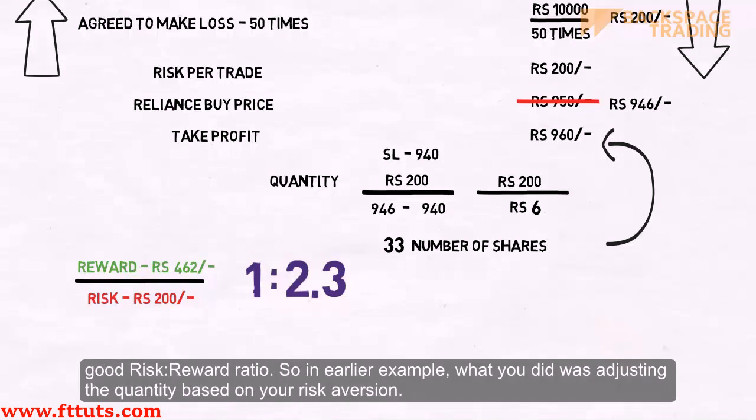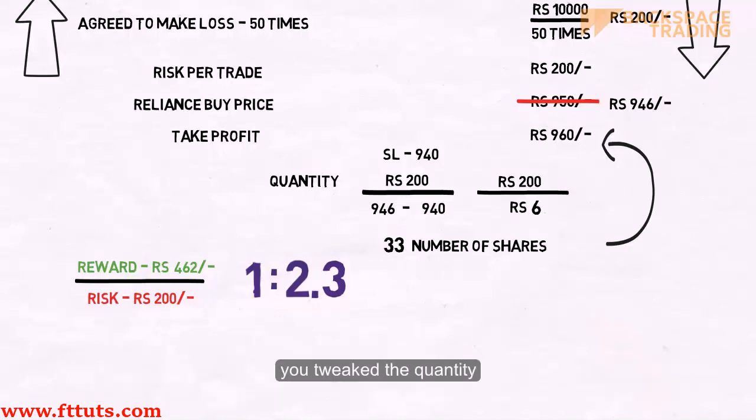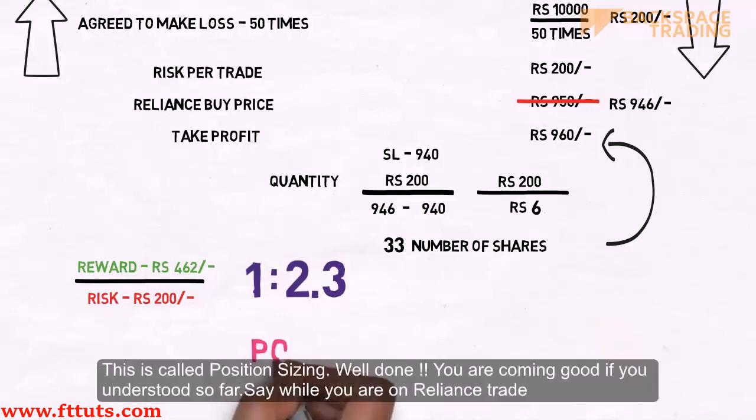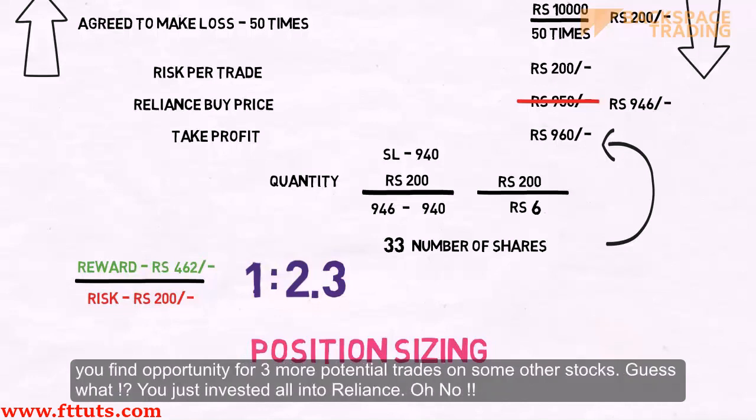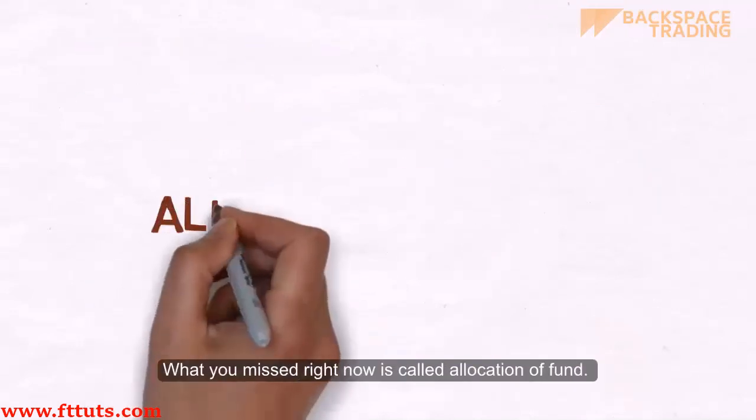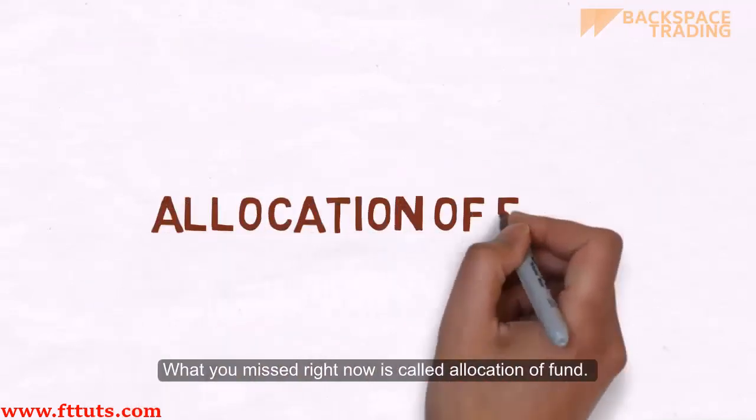So in the earlier example, what you did was adjust the quantity based on your risk aversion. You tweaked the quantity of Reliance, that is called position sizing. Now, well done. You are coming along well if you understand so far. Say while you are on the Reliance trade, you find opportunity for 3 more potential trades on some other stocks. Guess what? You just invested all into Reliance. Oh no. What you missed right now is called allocation of funds.